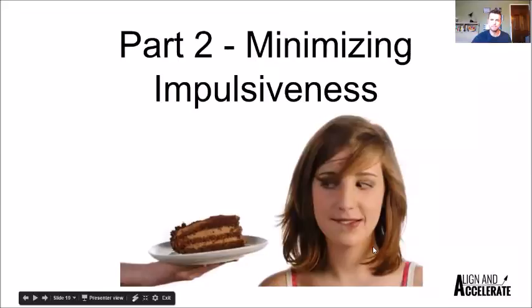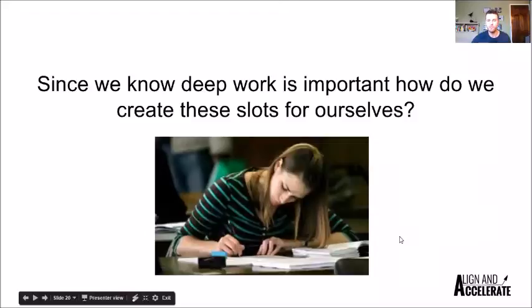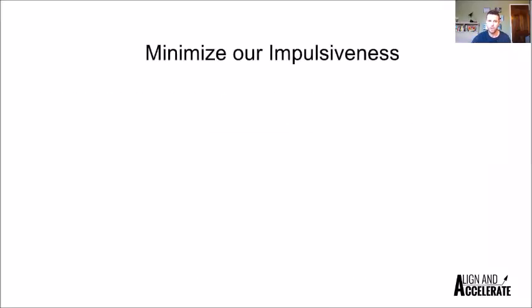Part two, minimizing impulsiveness. And so impulsiveness is an important thing because it's something that will pull us away from what we need to get done. So since we know deep work is so important, how do we create more slots for ourselves where we do this undistracted work that we need to get done? And so minimizing our impulsiveness is a key aspect to this.